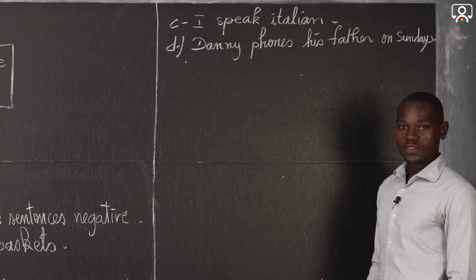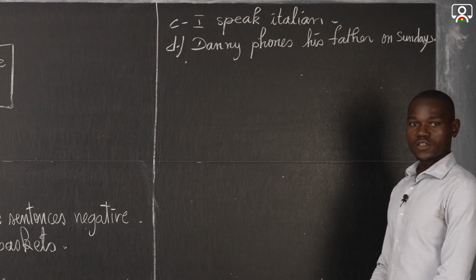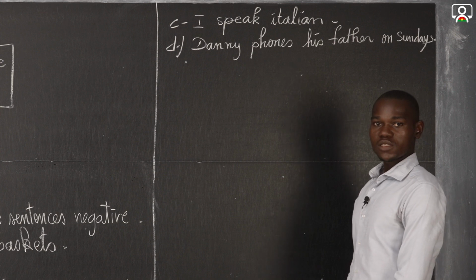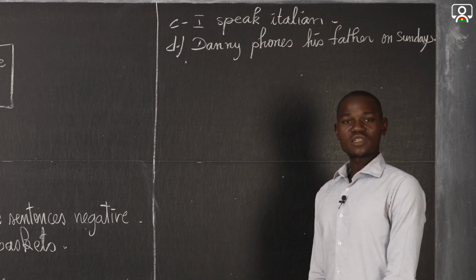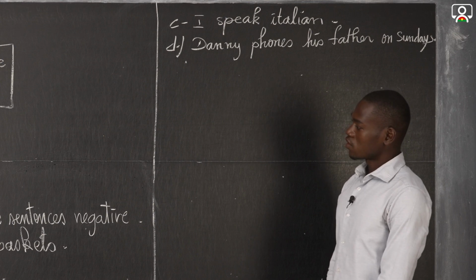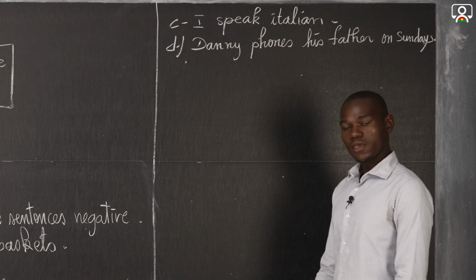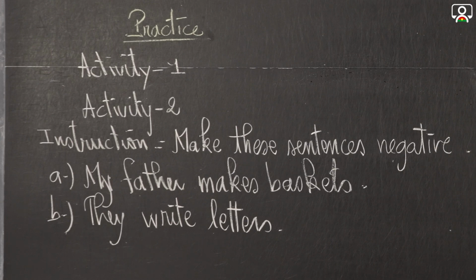So this is activity number 2. In this activity, you are given some affirmative sentences and you have to turn them into negative. Sentence number 1, or A, is: my father makes baskets. The negative for this sentence is: my father does not make baskets. B. They write letters. The negative is: they do not write letters.